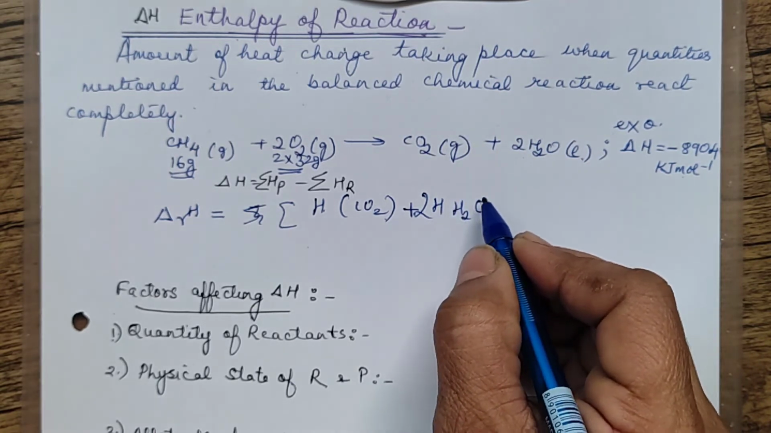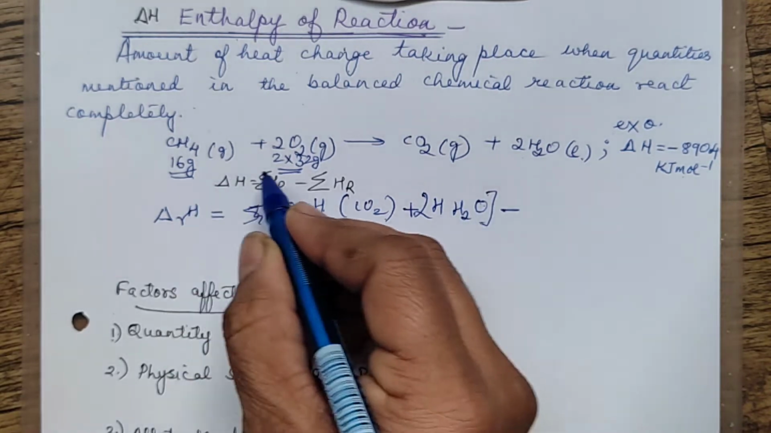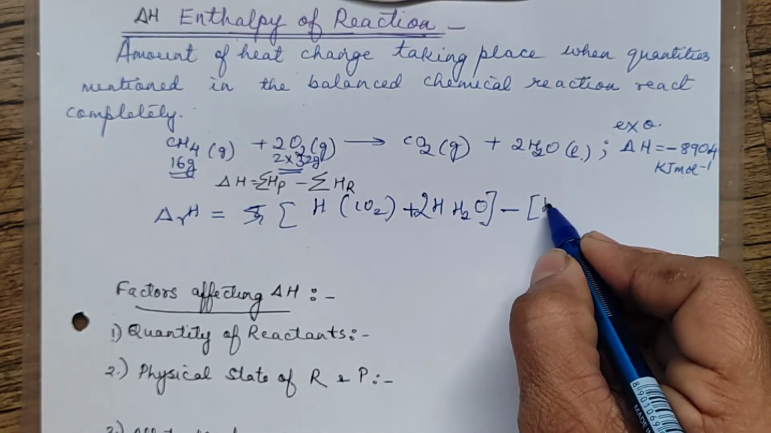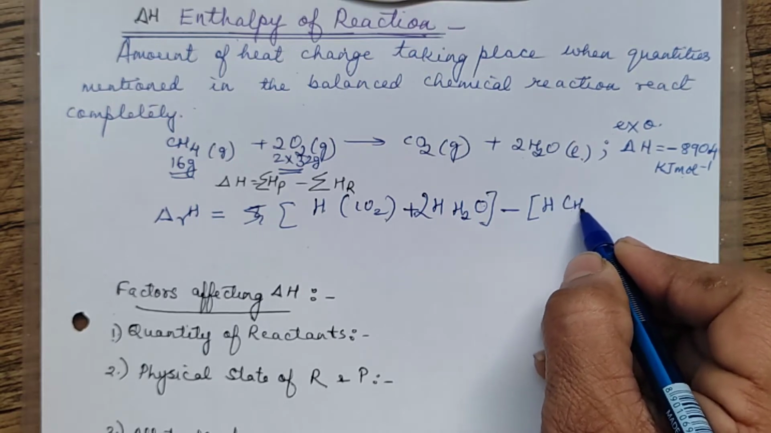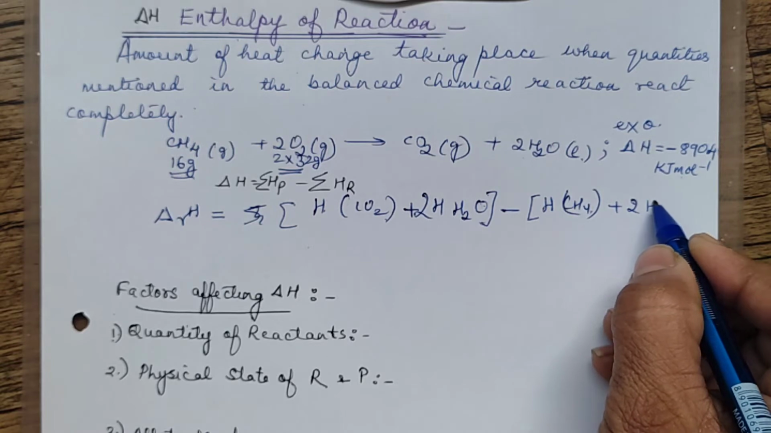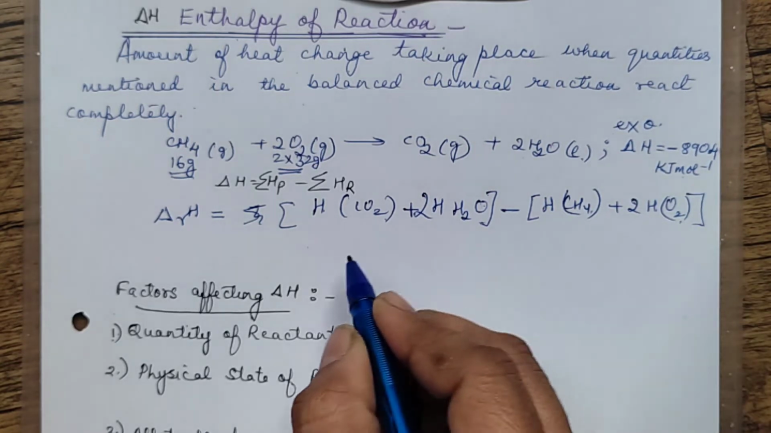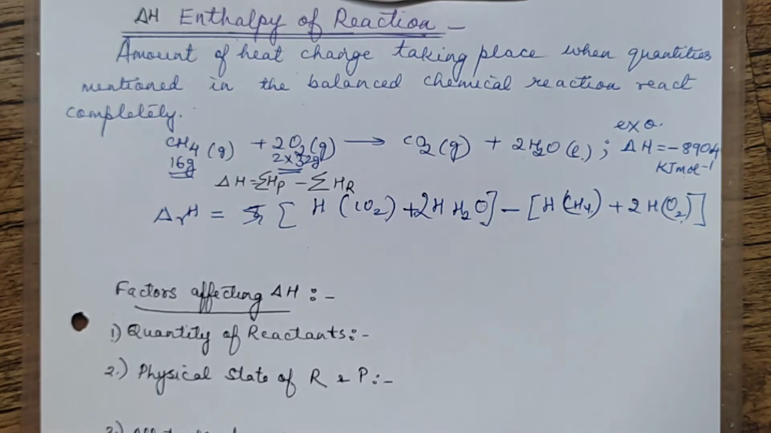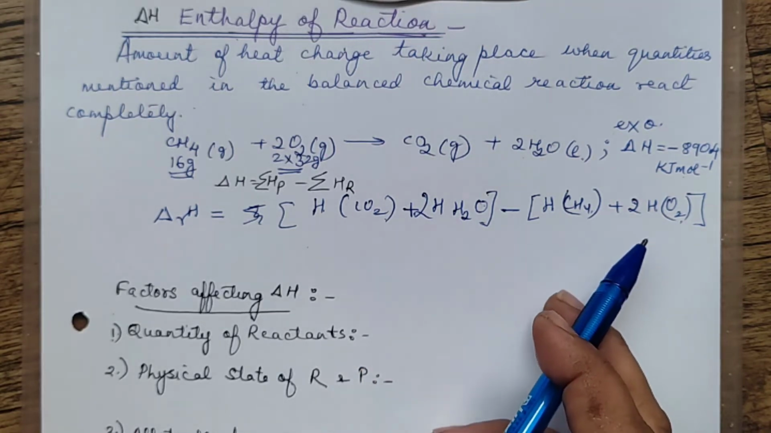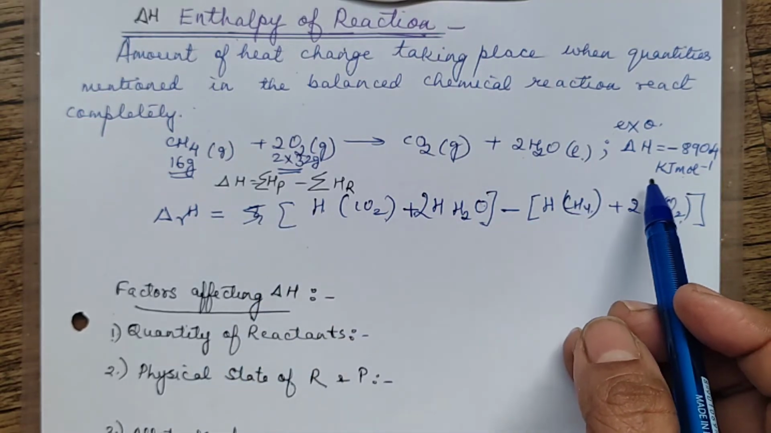That is the product part. This minus that of the reactants. So you will have the enthalpy of methane gas plus twice the enthalpy of oxygen. That is, products minus reactants. Whatever value you get, if it comes out to be negative, it will be an exothermic reaction. This is one way of representing.